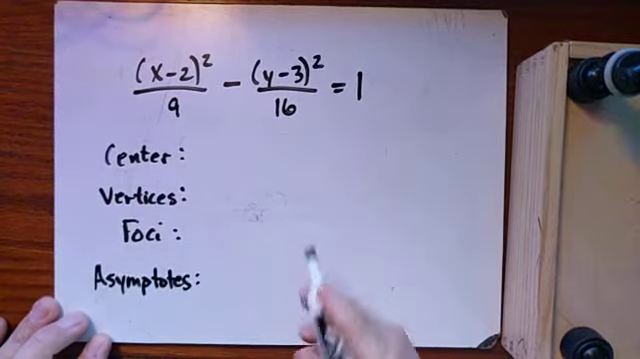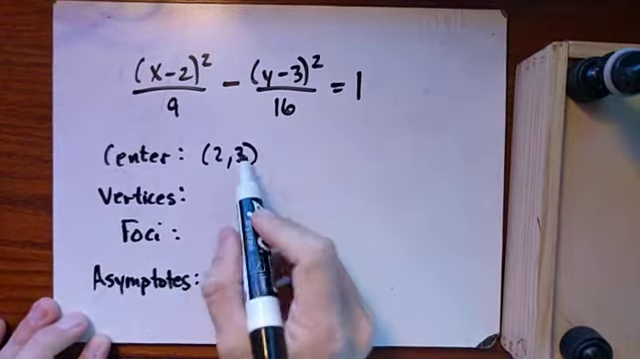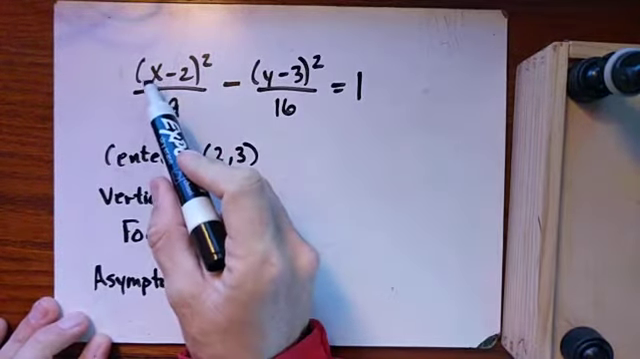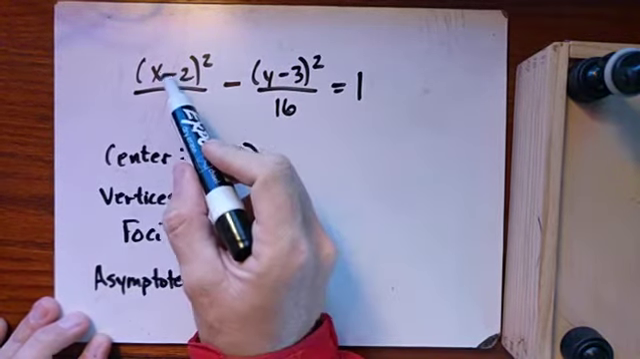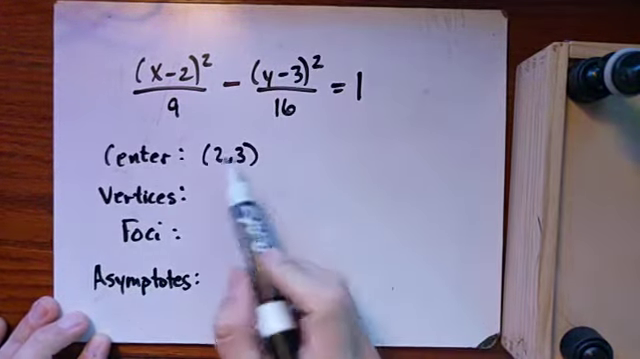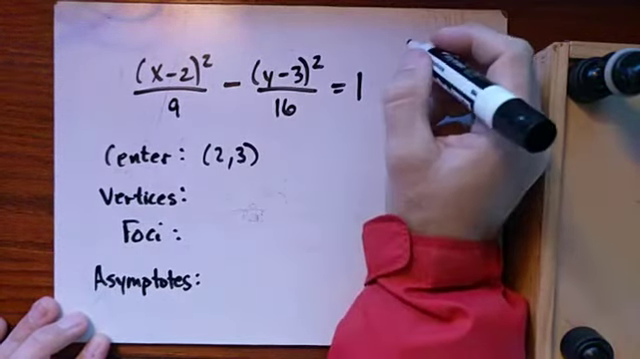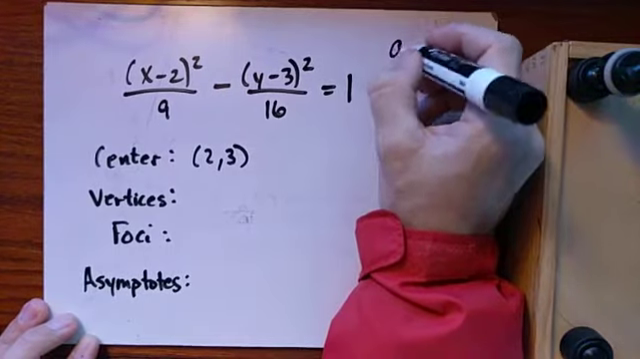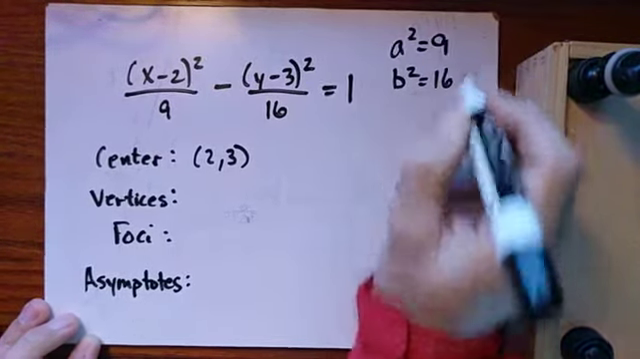Okay. The center is pretty easy. That's just 2, 3. And don't get this confused with -2 and -3. It's already x minus h and y minus k. So in the equation, it's the opposite of h and the opposite of k. All right. Now up here in the corner, I'm going to note some lengths, right? a squared is 9 and b squared is 16.